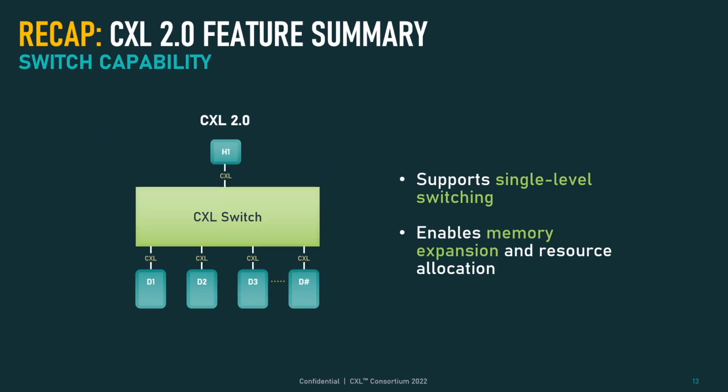And with CXL 2.0, we also introduced for the first time the capability to have a switch. So we formally defined the concept of a CXL 2.0 switch. However, it was limited to a single level of switching. The reason the switch was interesting for CXL 2.0 was that it allowed for memory expansion and resource allocation. What this basically means is, as we saw in the previous slide, we could use the CXL 2.0 switch as an intermediary that would allow us to do memory allocation to different hosts at different times. It also allowed us to build fan-out systems with a single level of switching.